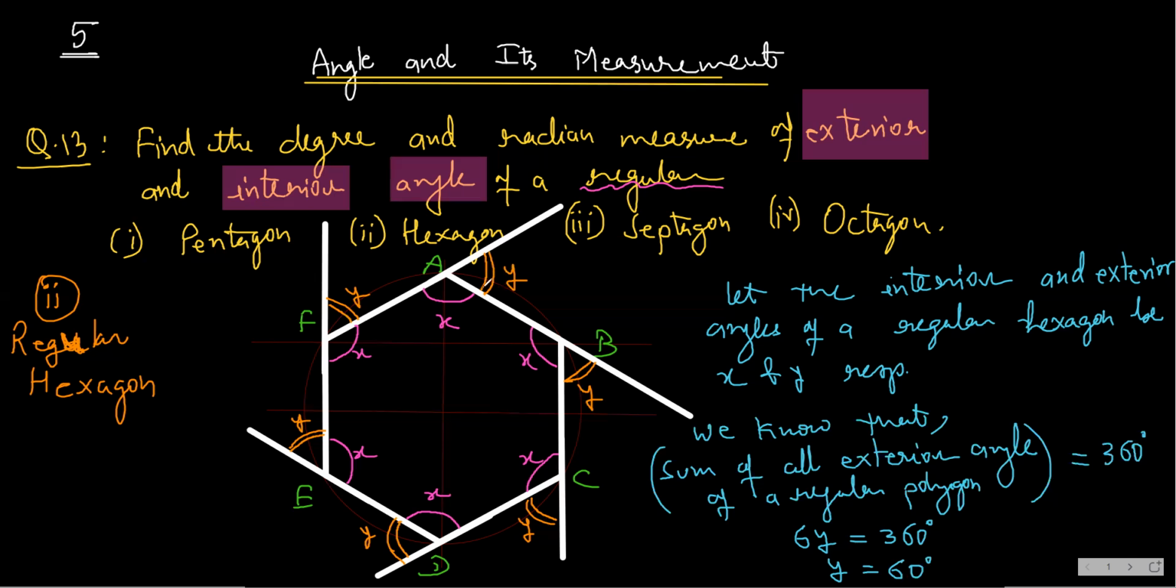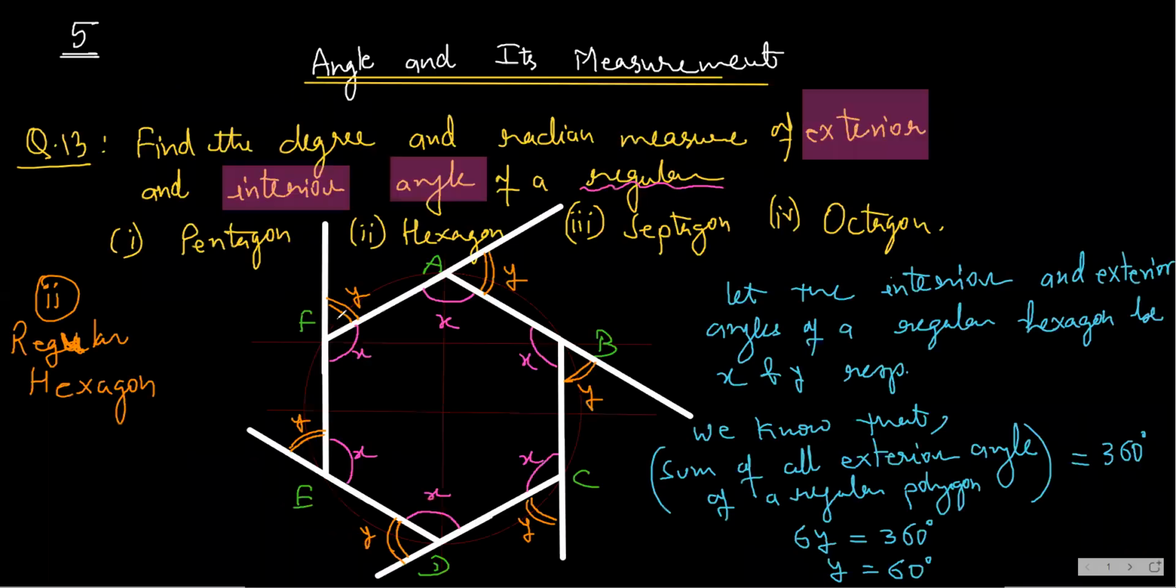Now you can understand that this x and y are supplementary angles. The sum of these two angles is equal to 180 degrees because they are linear pair angles. You can check, this y and this x are linear pair angles. So if I'm adding x and y, I'm going to get 180. So I will write here also x plus y equals 180 degrees. You can check from the diagram.